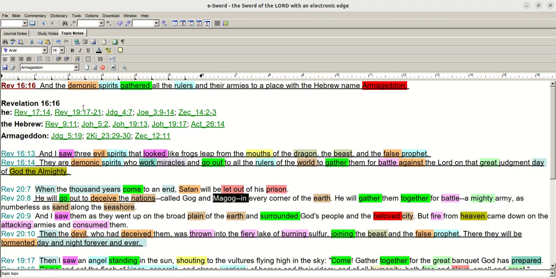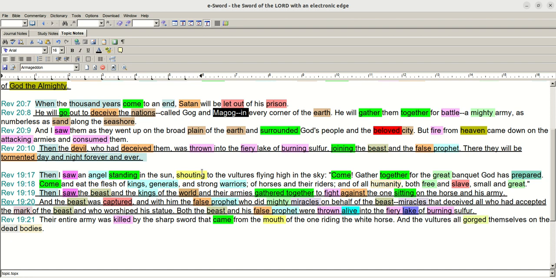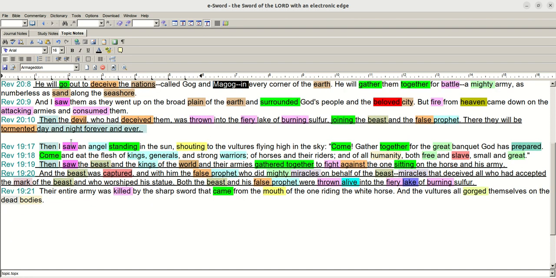Now, one of the next references that the TSK gives us is Revelation 19:17 through 21. And this is probably one of the most important links that we have in here.